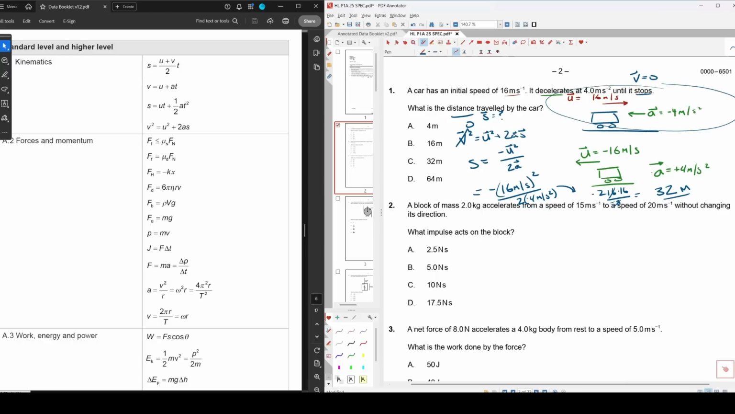Or if I'm doing it this way, makes sense to me. If you do it this way, you would get negative 32 meters. In either case, we're saying the same thing. You move in the direction of your initial velocity, 32 meters.